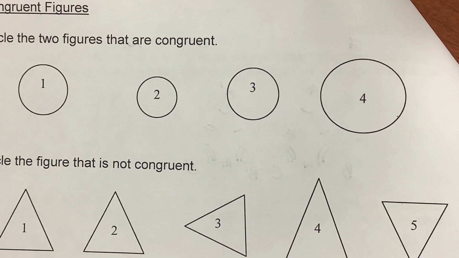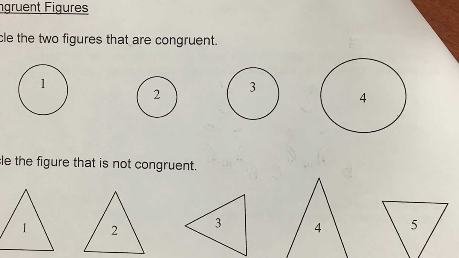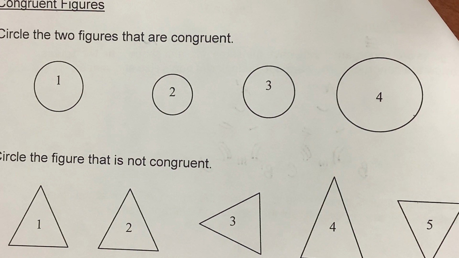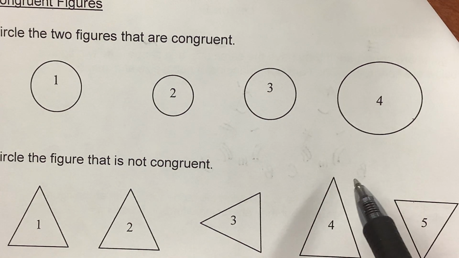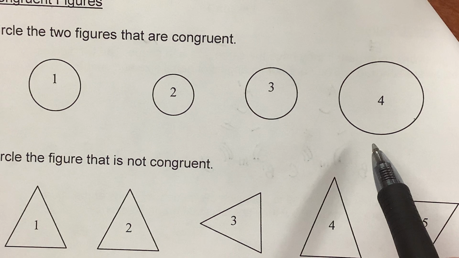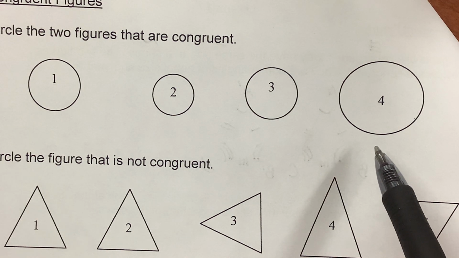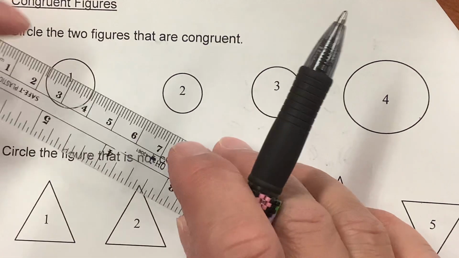Look at this. There are no angles in circles. Oh my goodness, that's terrible. Circle the two figures that are congruent. Well, let's take a look. This is obviously smaller than the other two. This one's obviously larger than the other two. I don't even think number 4 is a circle. I think it's an oval. It's kind of squishy looking. But let's look at these other two circles.